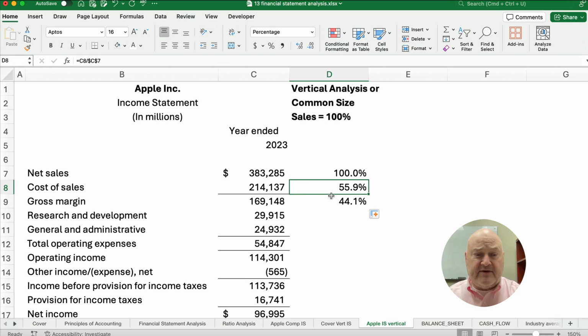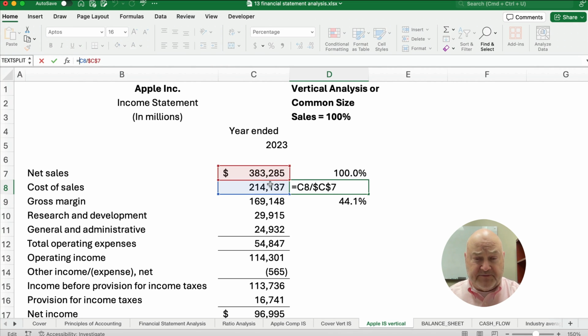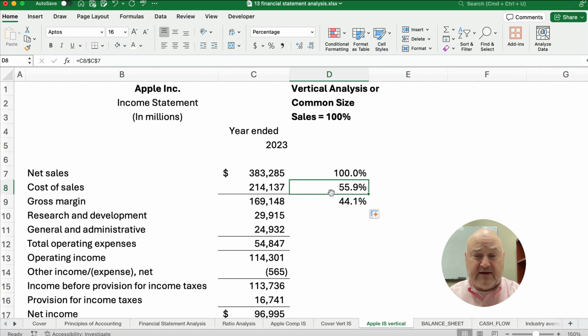So what we can see is if we took cost of sales, let me show you what we just did. We took cost of sales divided by the net sales, and we got 55, almost 56%, essentially 56%. So for every sale that Apple makes in 2023, every $1, it costs them 56 cents, and they made a gross margin or gross profit of 44 cents.